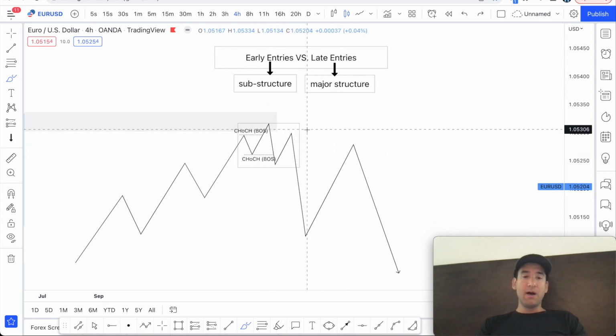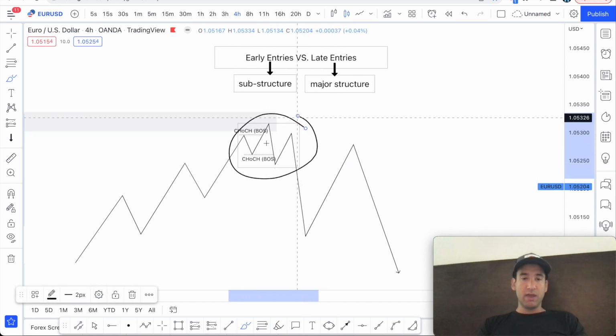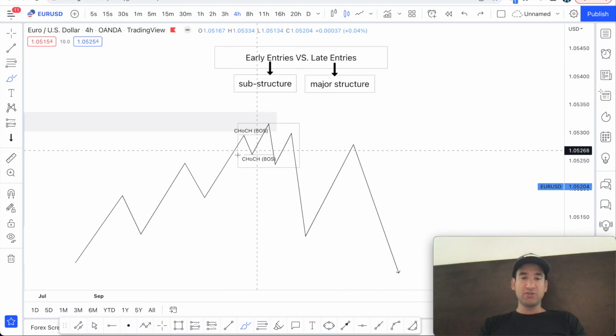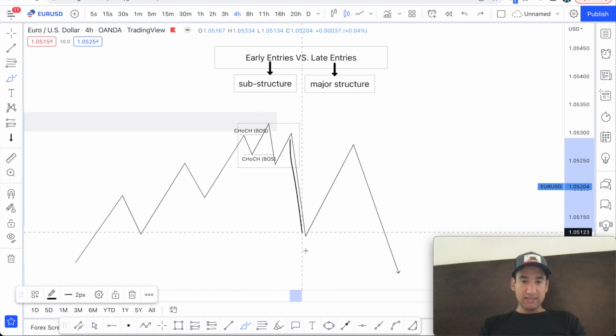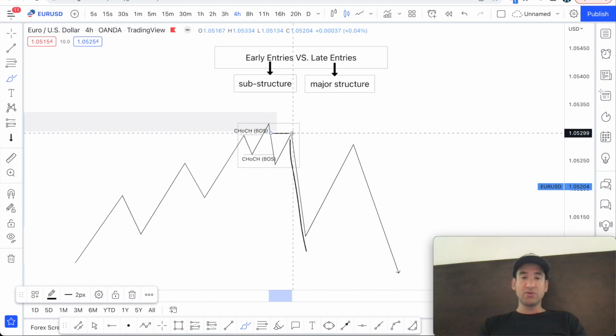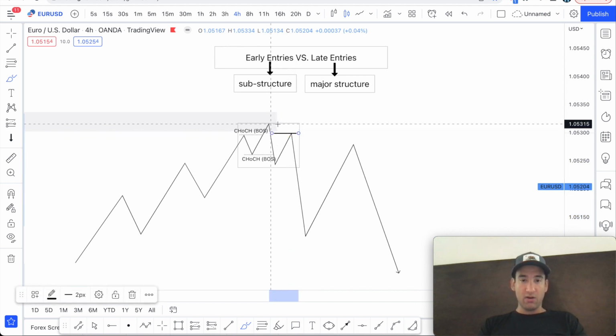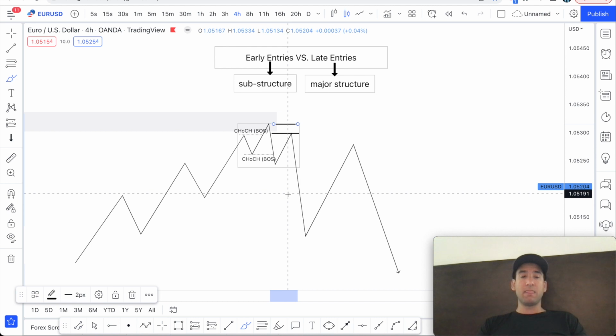So the early entry here, you can see that chalk happening in the early entry based off the substructure. When prices extend like this, now you're in the market. You entered at this very high right over here, because you see the chalk.